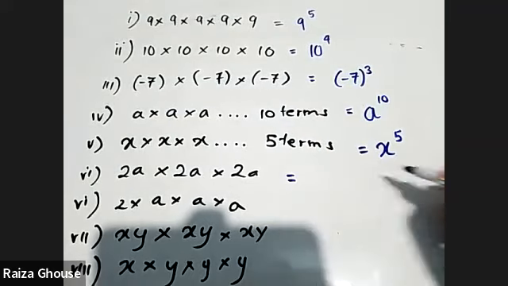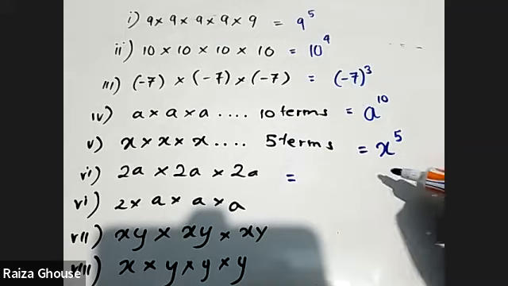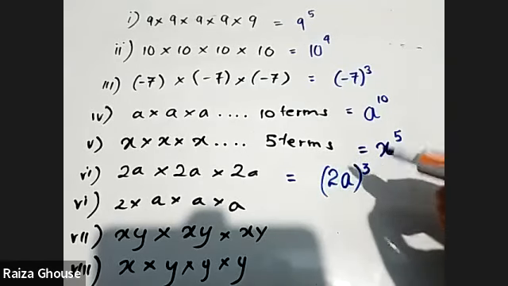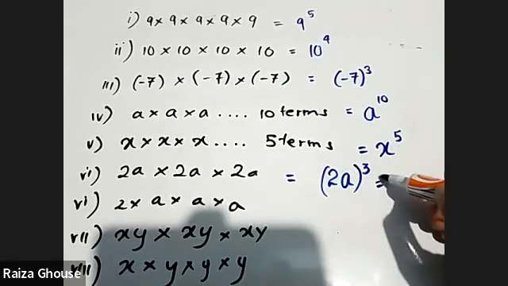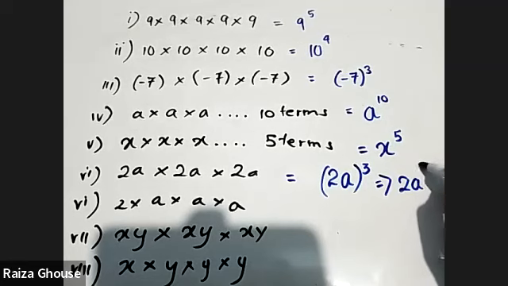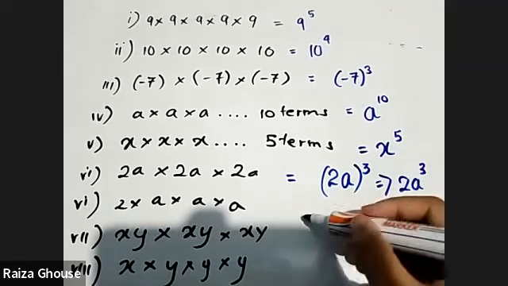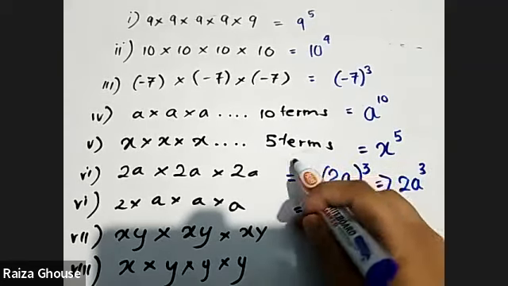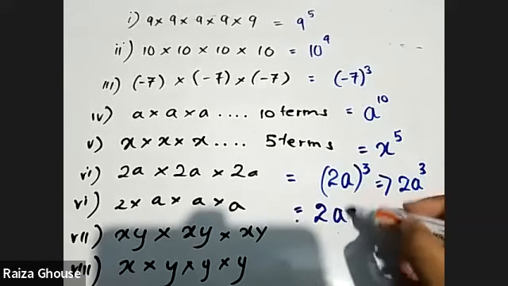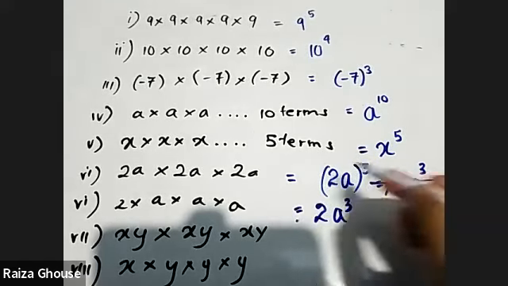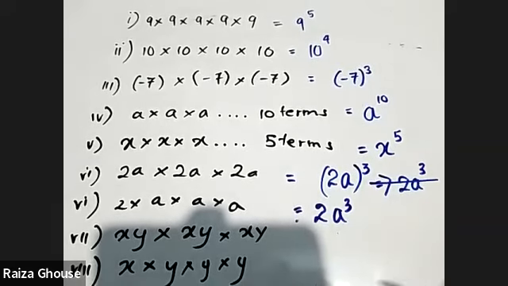What about this one? Can anyone tell me the 2a answer? 2a in brackets and outside the bracket 3. Very good. 2a in bracket, that is most important. This is wrong, 2a to the power 3, that is wrong. That is coming for the next one. Because there is a 2 and there are 3 a's. So this one's answer is within brackets. Make sure you write it within bracket.